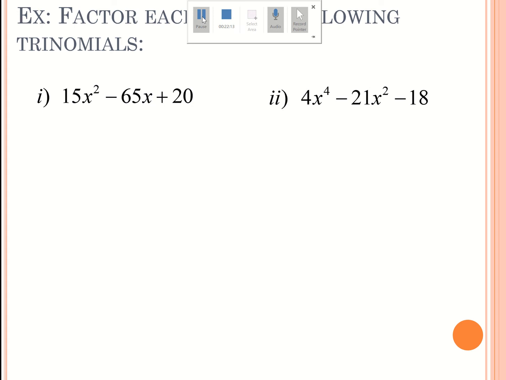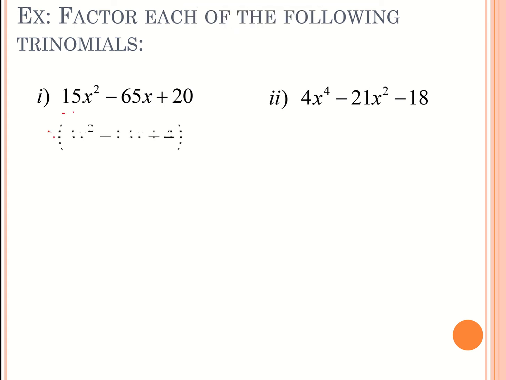Alright, hopefully you had some time to try these two. For the first one, before you do any factoring, notice how they're all multiples of 5. So I factor the 5 first. You get 3x squared, 13x, and 4. Now I'm going to try and factor this, so ignore the 5 for now.